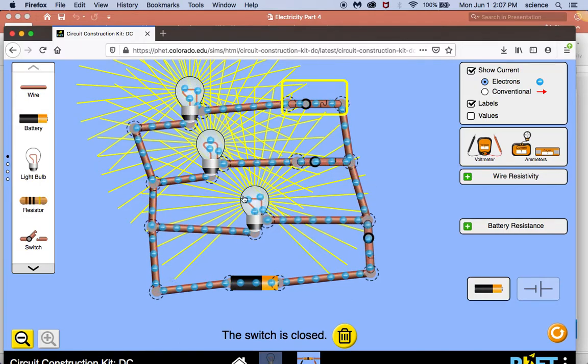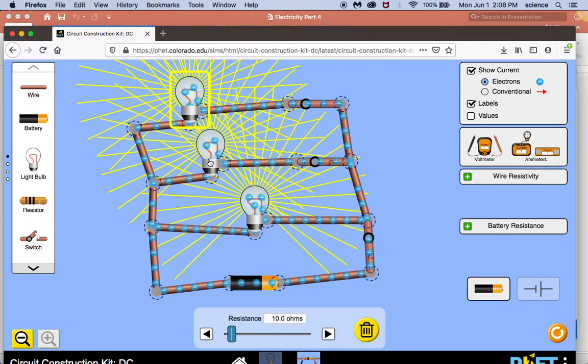So how do the brightness of the bulbs compare? They're all about the same brightness, right? And that's because they all are identical bulbs. So these all, see the resistance down here is 10 ohms. So 10 ohms and 10 ohms.